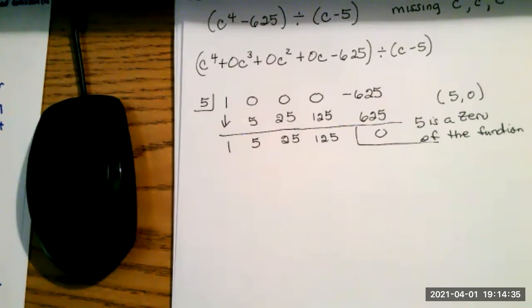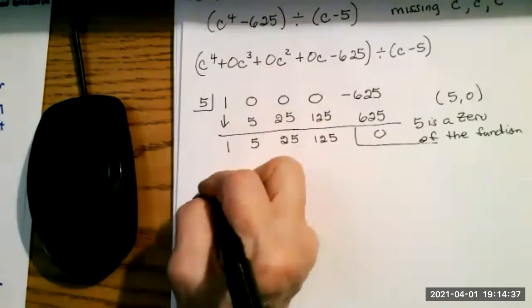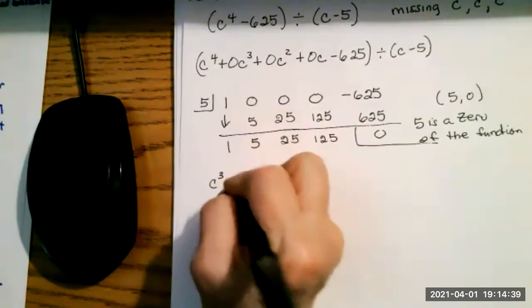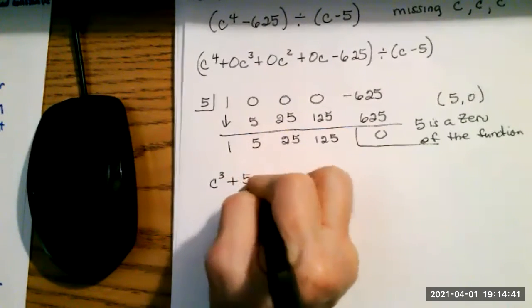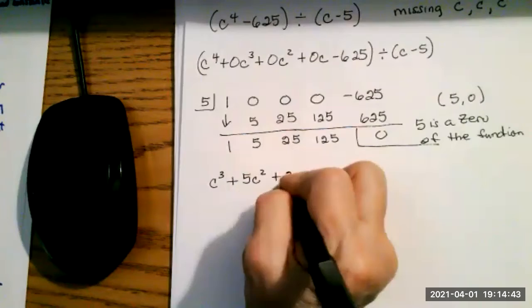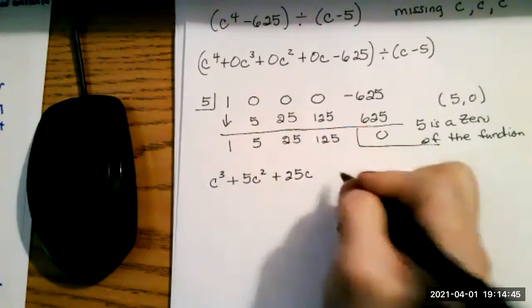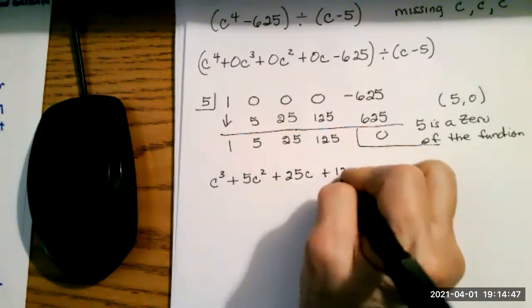Okay, let's see what we have here. We started with c to the 4th, c to the 3rd, plus 5c to the 2nd, plus 25c, plus 125.